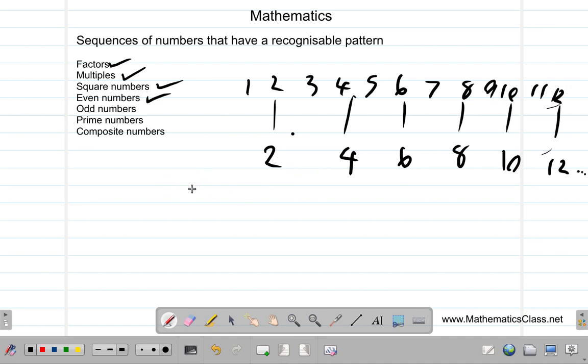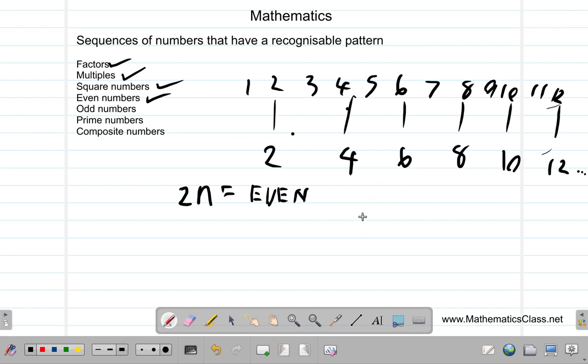Generally, one way you write an even number is 2 times n, where n is an integer or a whole number. So if n is 1, 2 times 1 is 2, 2 times 2 is 4, 2 times 3 is 6, 2 times 4 is 8, 2 times 5 is 10. Once you say 2 times a whole number, what do you get? An even number, right?